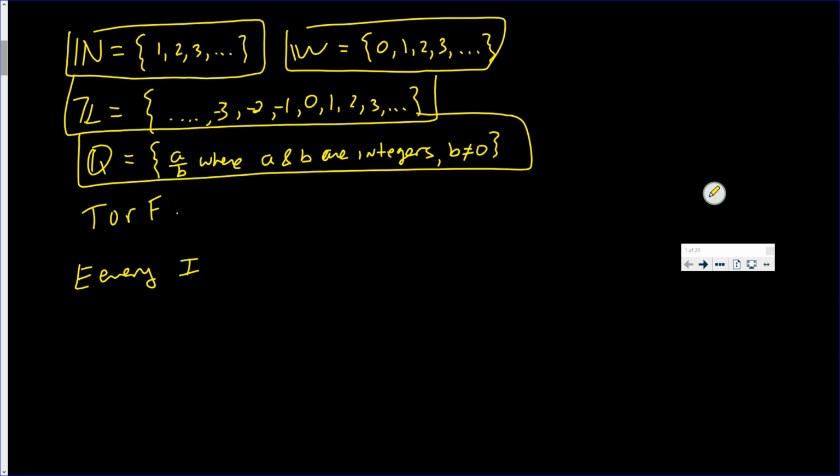Every integer is a whole number. Call that number 1. Number 2, and every only has one E.